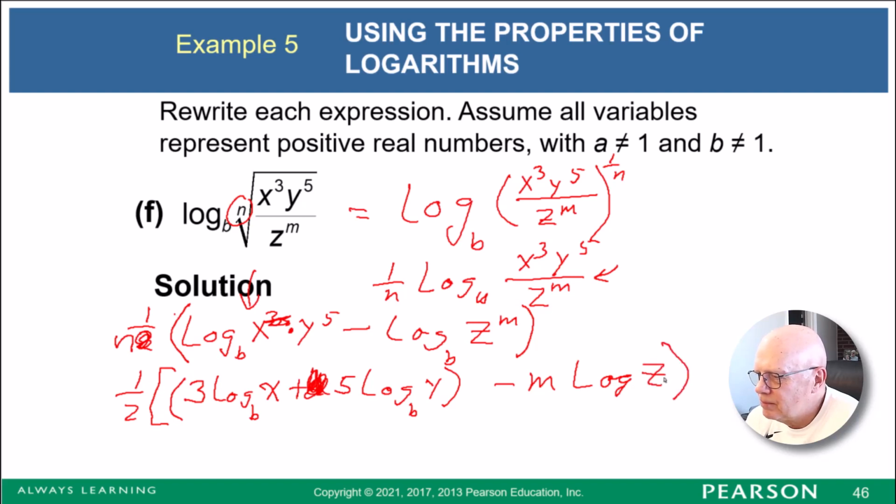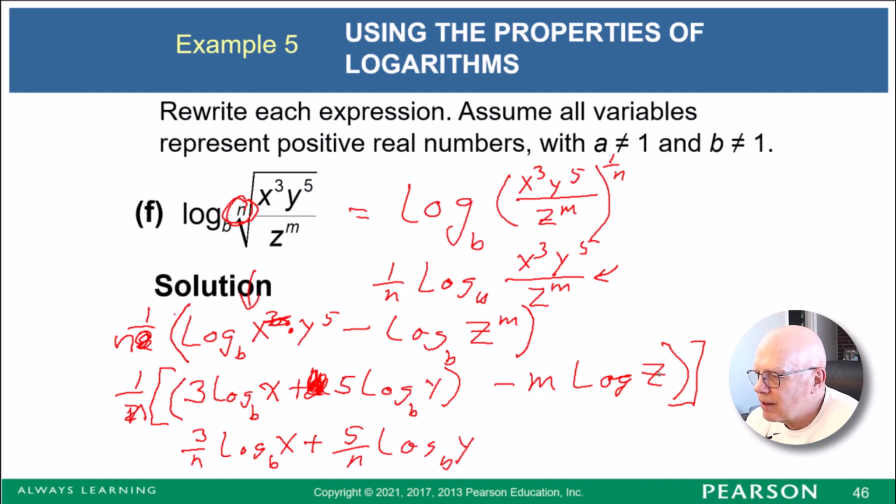And we can pretty much wrap this up. So we've got 1/2 out front of all of this. Or I did it again, 1 over n, because we've got the nth root of this whole thing. So we'll take 1 over n times each one of these 3 terms. So we'll end up with 3 over n log of x base b. 1 over n times 5 will be 5 over n log base b of y.